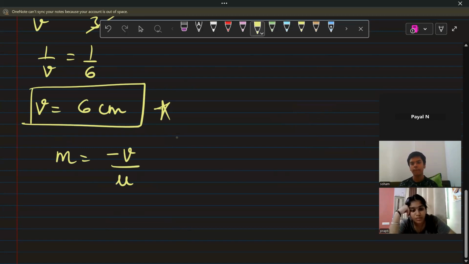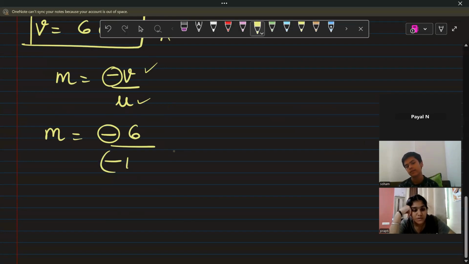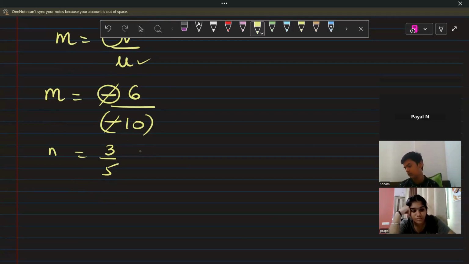Minus v by u. Why? Because I am having v value, I'm having u value also. Okay. So v is how much? 6. What is the value of u? Now this negative sign is this one, right? And u value is negative, so it is this. दोनों ही अब कट कर सकते हैं, and this becomes 2 threes are 6, 2 fives are 10. So m value is 3 by 5, or you can also say 0.6.